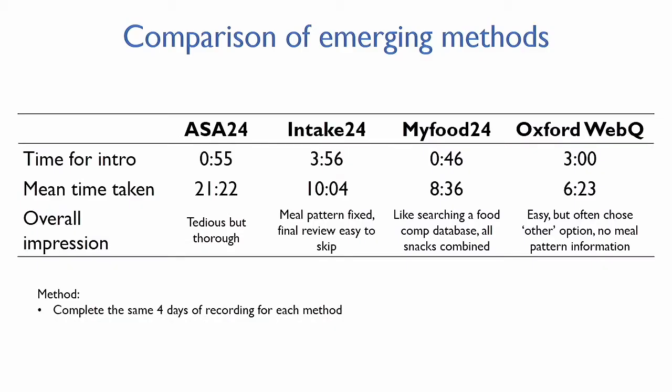So I did a comparison where I completed 4 days of my own diet record using each of these. So each day I used each of these 4 methods to record my day, starting with a different method on each day. It's a little n=1 comparison. And it took between about a minute and 4 minutes to read all the instructions for each of these. But the ASA-24 takes about twice as long as the others to complete, 20 minutes.